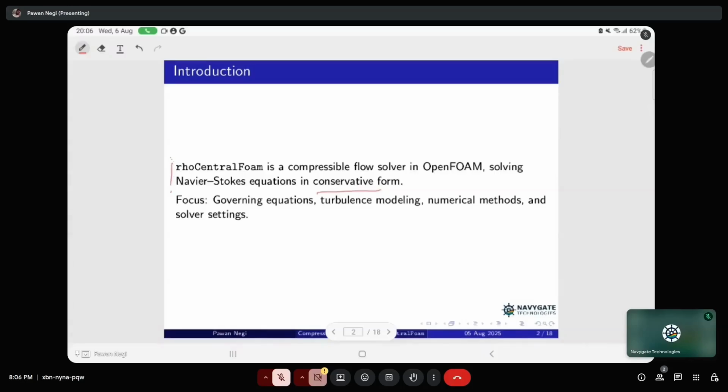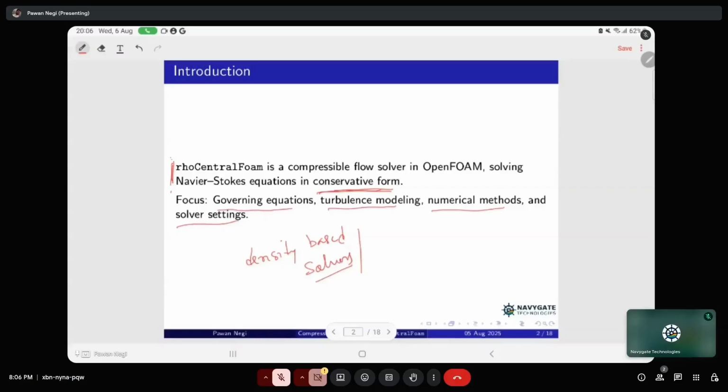These particular solvers are called density based solvers. Here all the equations are solved in the conservative form. In this particular lecture, our focus will be governing equations, the turbulence modeling that are present in rhoCentralFoam, the numerical methods, and some miscellaneous solver settings.